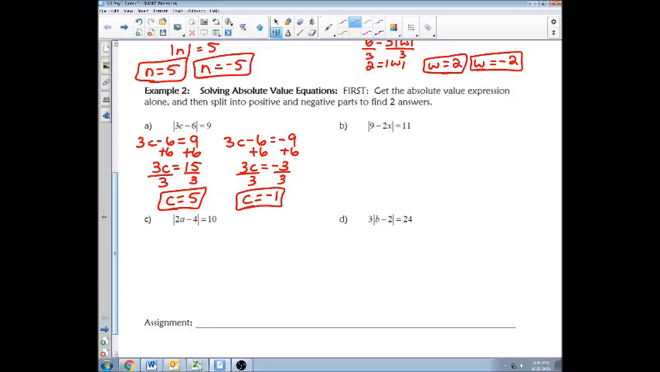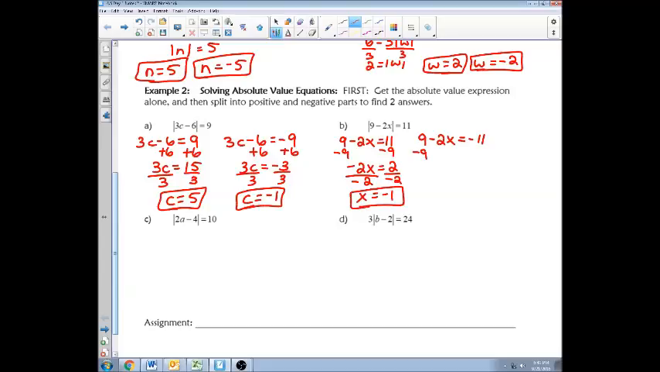Okay? B, what's my first step? Well, I already have the absolute value by itself, so I can just set the expression 9 minus 2x equal to positive 11, and 9 minus 2x equal to negative 11. I can subtract 9, so negative 2x is equal to 2. Divide by negative 2, x would equal negative 1. Okay?